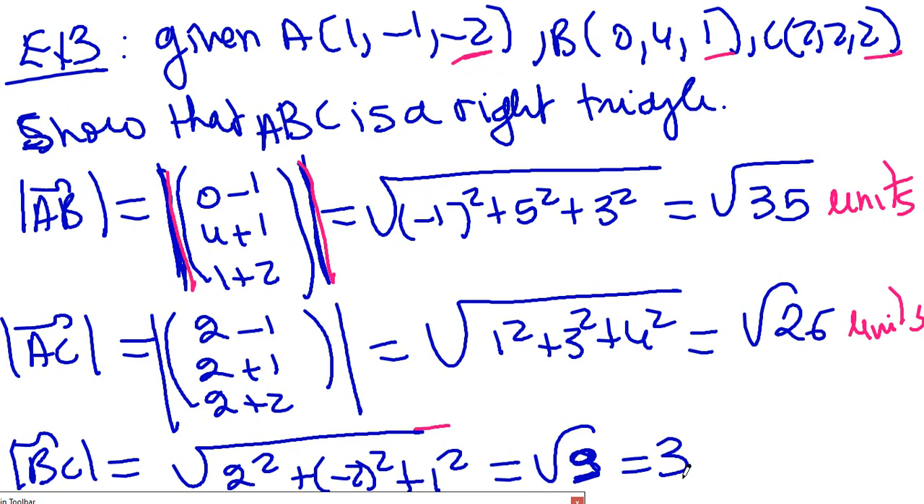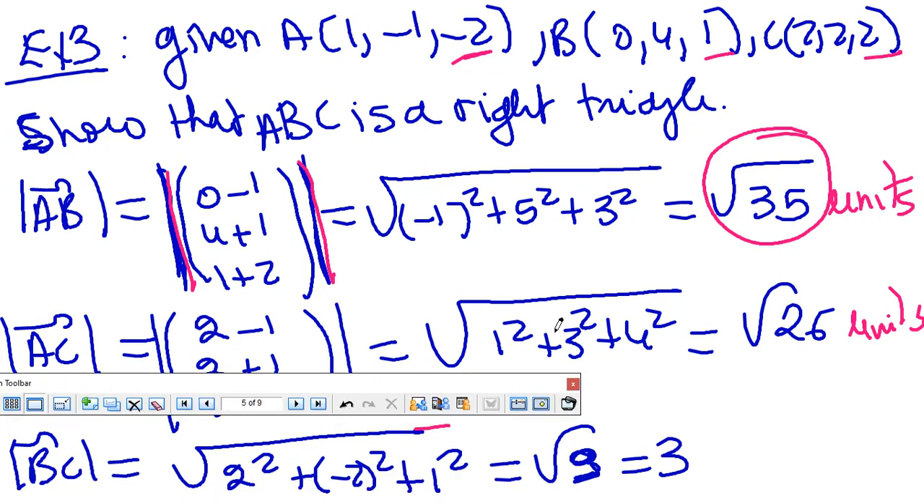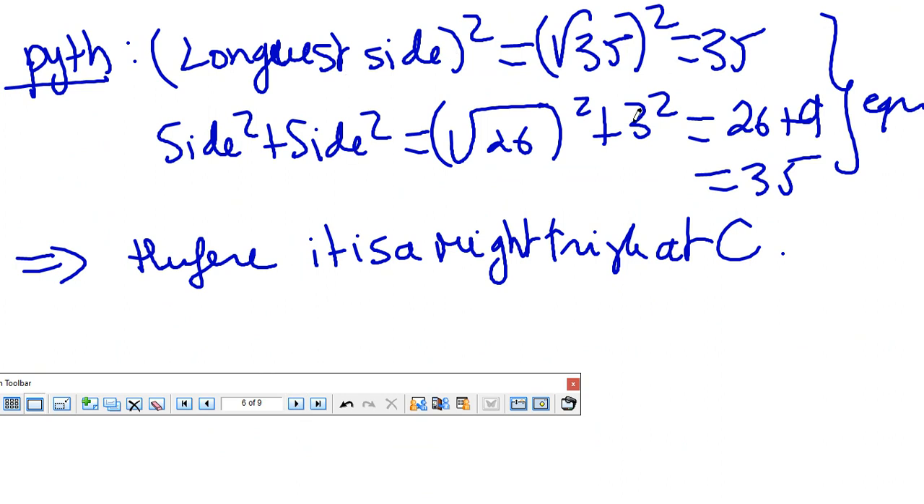Now you have the 3 sides. How are we going to prove a right triangle? We know that from grade 9 we use Pythagoras. So you look at the longest side. If it's a right triangle, which side would be the hypotenuse? It's the longest side. So I square the longest side. Then I add the squares of the other 2 sides. If they are equal, it means it's a right triangle. So the longest side is radical 35. So radical 35 squared gives me 35. The other 2 sides give me also 35. What does it mean? They are equal, therefore it's a right triangle.